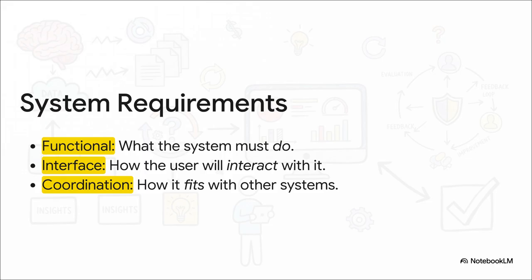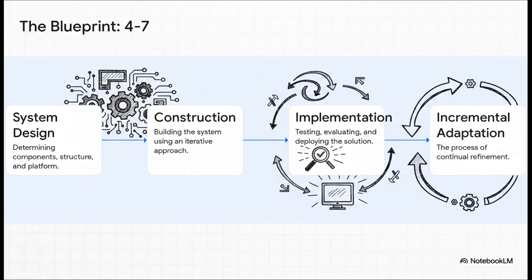Interface requirements are about how the person will actually use it, the dashboards, the visuals, the controls. And finally, coordination requirements figure out how this new system is going to plug into everything else the company already has. Getting these 3 things straight from the get-go is just crucial for making sure the final product is both powerful and actually usable.